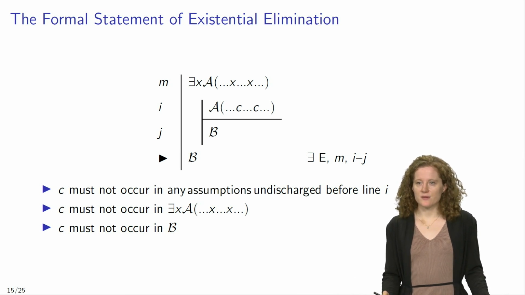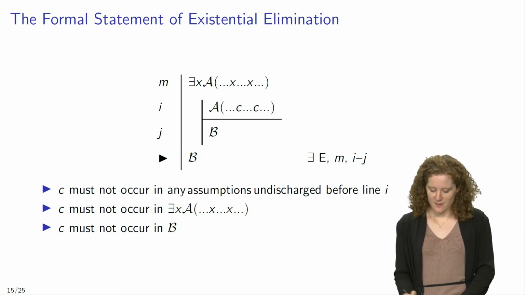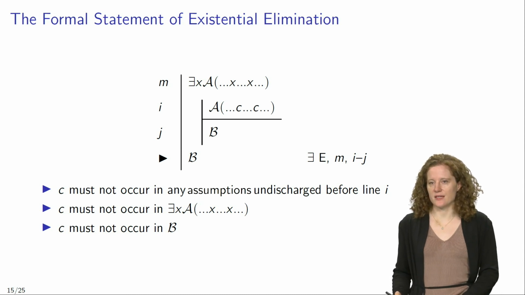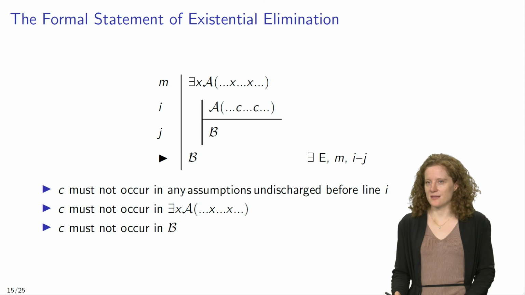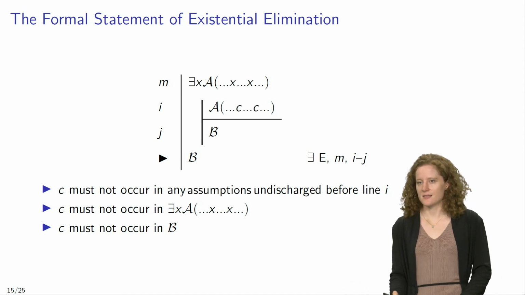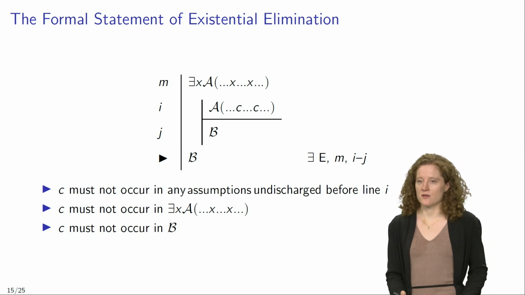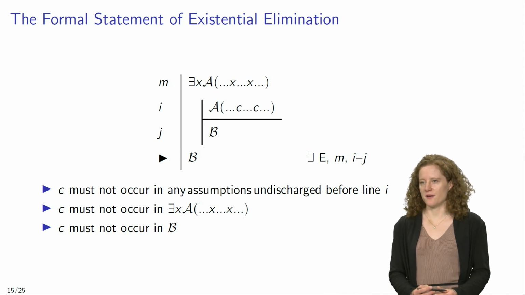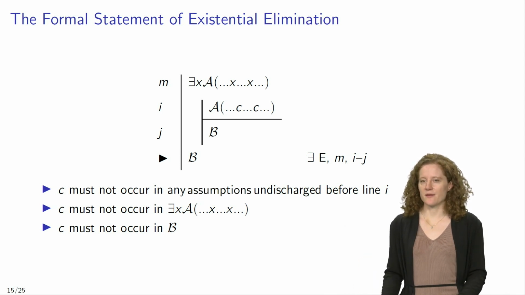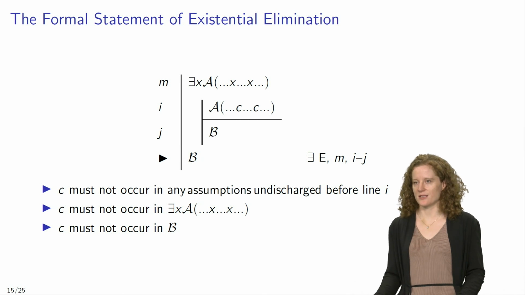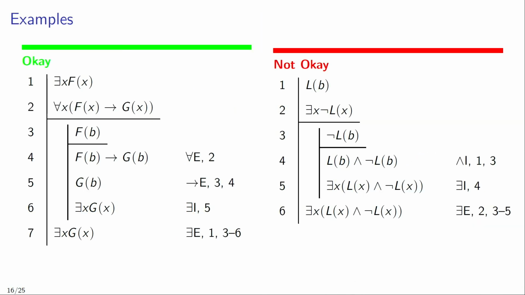And then the second important constraint is that C must not occur in the sentence to which you apply the rule existential elimination. So C must not occur in the sentence that we here have in line M: there is an X such that AX. And the third important constraint is that the name C also must not occur in the sentence B that we are inferring in the very end. So those are the three main constraints that you need to pay attention to for the correct application of existential elimination.